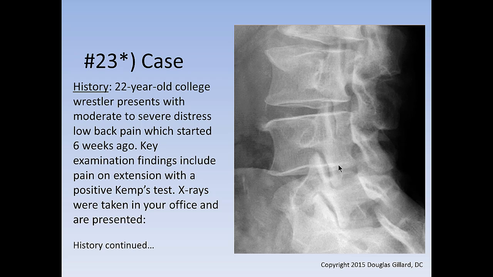Okay, another one. A 22-year-old college wrestler presents with moderate to severe distress, low back pain 6 weeks ago. Examination findings include pain on extension with a positive Kemp's. X-rays were taken in your office, and here they are. Okay, let you look at it. Looks like history's continued, and we won't give any answers away yet.